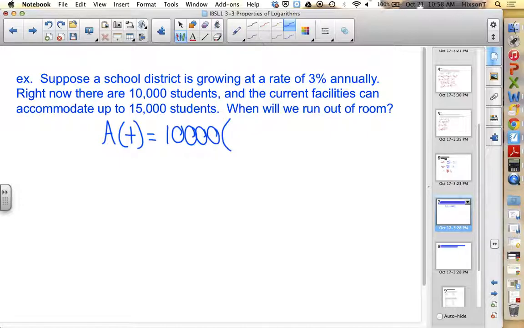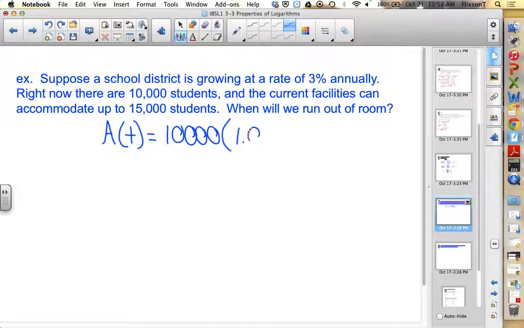Close. It's similar to the principal and interest and that stuff, but it's compounding annually. So that n part is just 1, so we don't need to worry about dividing our rate or multiplying our time. So it's 1 plus the 0.03.